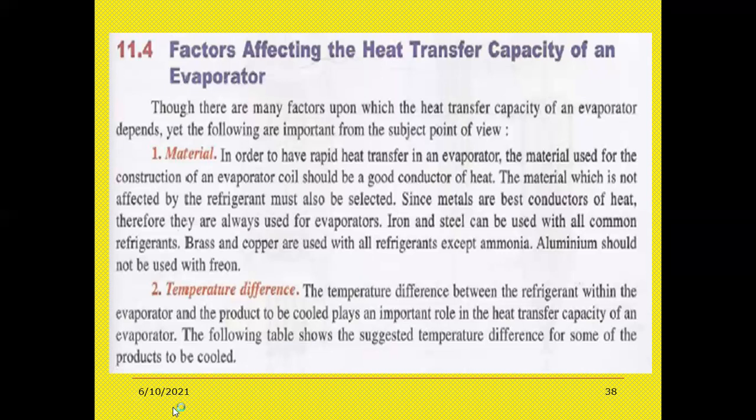So these are the important points regarding the type of material you are choosing, and the type of material you are using for the refrigerant.